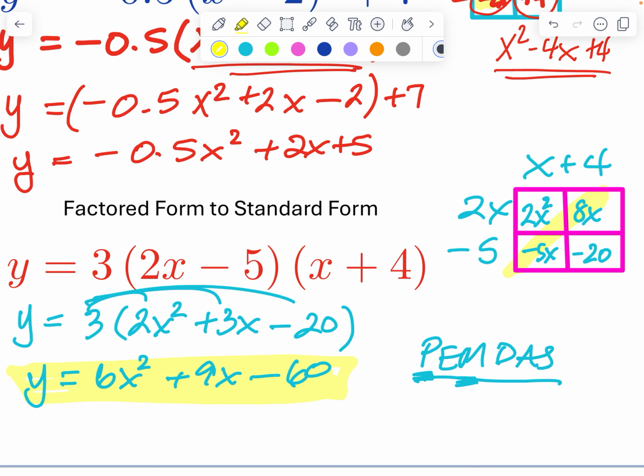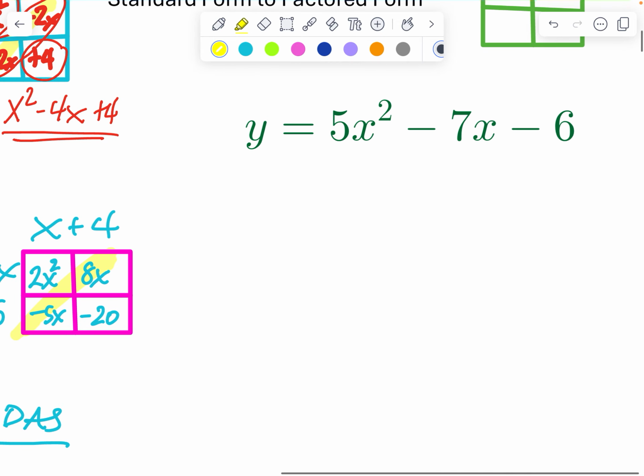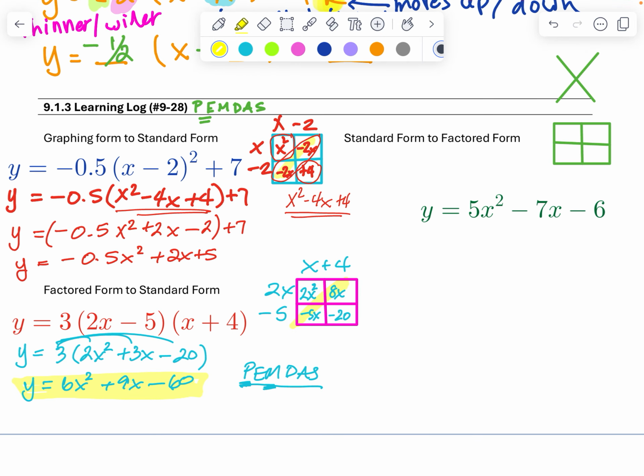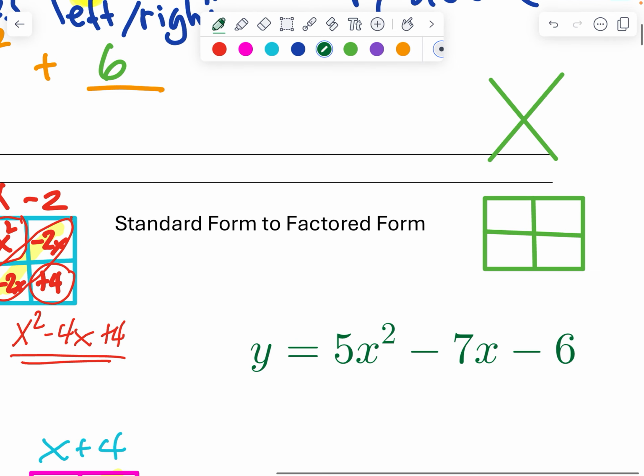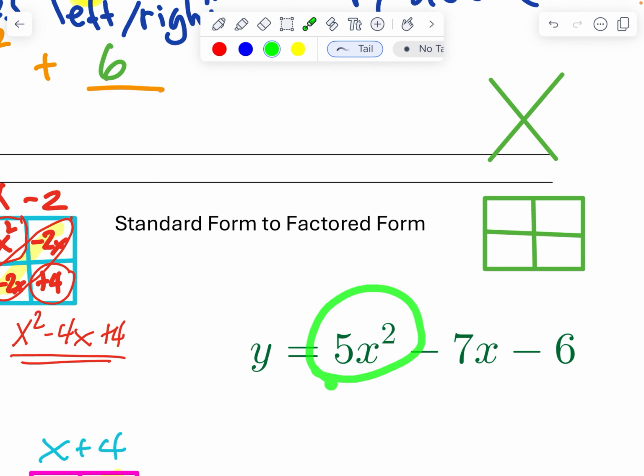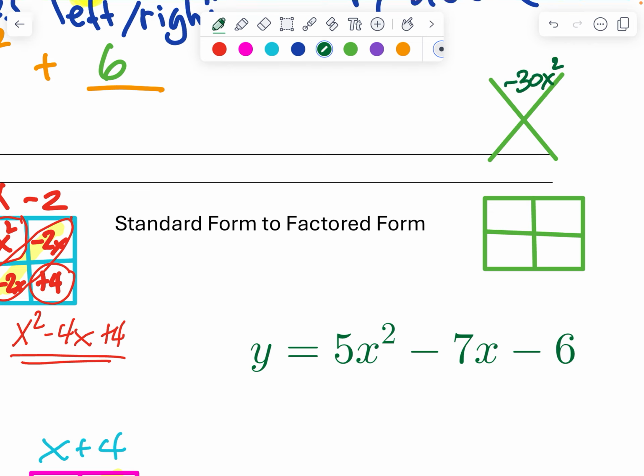One other one that we have done before is standard form to factored form. The thing is, we need to factor it. So let me zoom in again. Okay, to do this, do you remember that we take the 5x squared times negative 6, that gives us a negative 30x squared, and we put that negative 30x squared up here. In the bottom, we're going to put minus 7x.